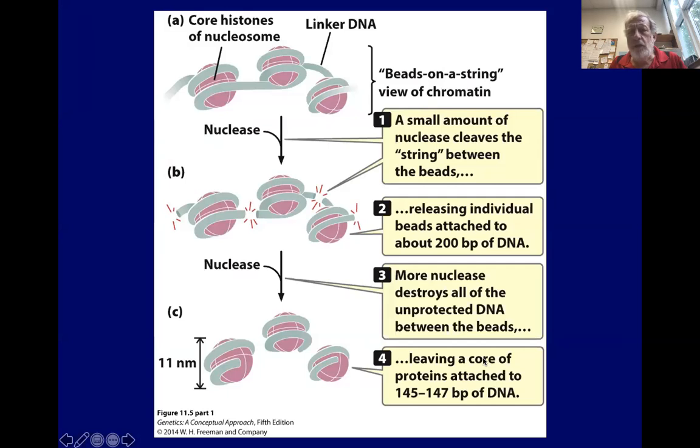If we add nuclease, which is enzymes that degrade DNA, we see a little bit of nuclease will degrade some of the linker DNA, splitting up the individual nucleosomes, and even more nuclease added will get rid of the rest of that linker DNA, and we see that somewhere about 146 base pairs are wrapped around each histone octamer in chromatin.